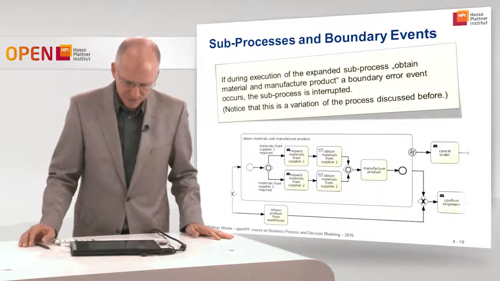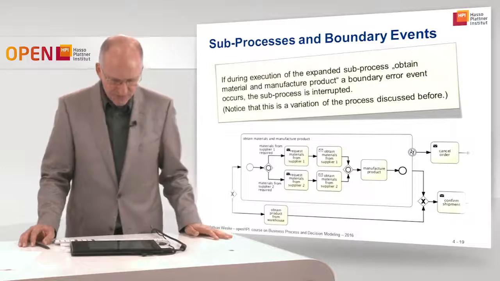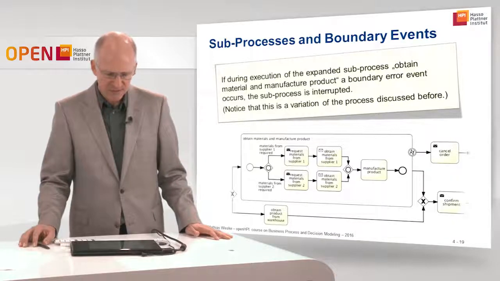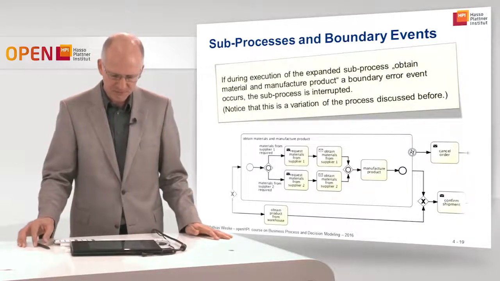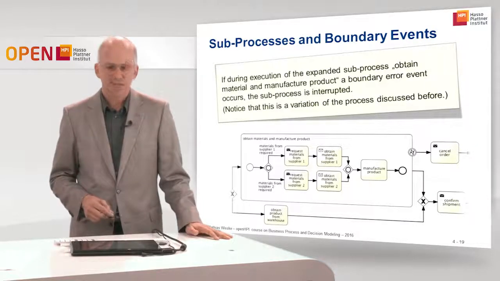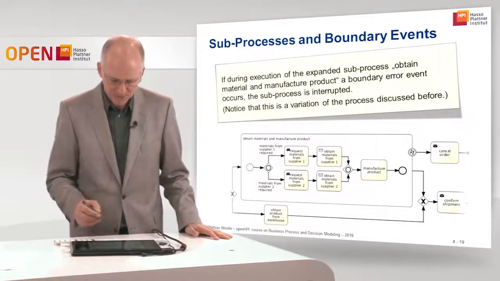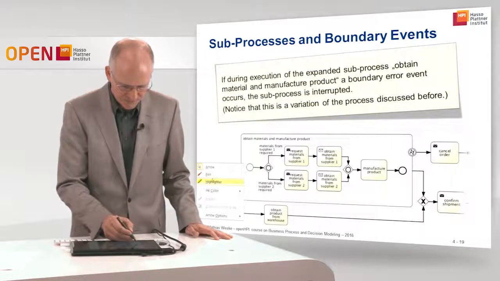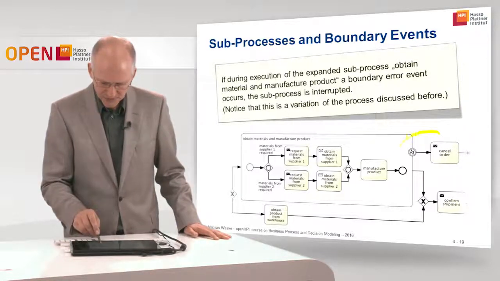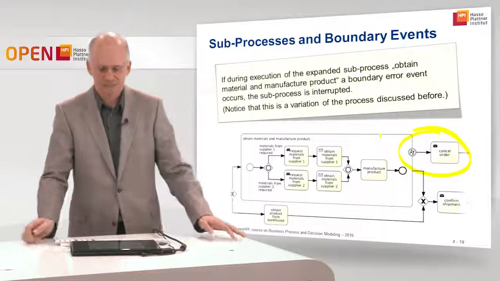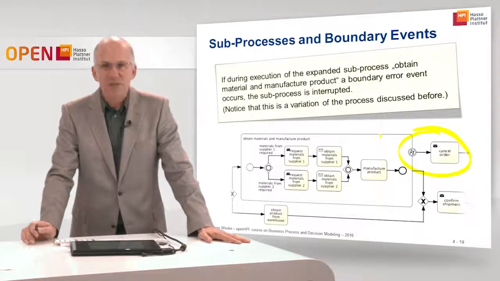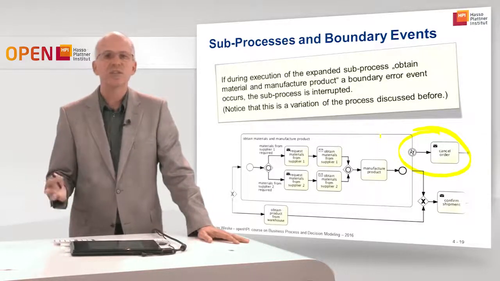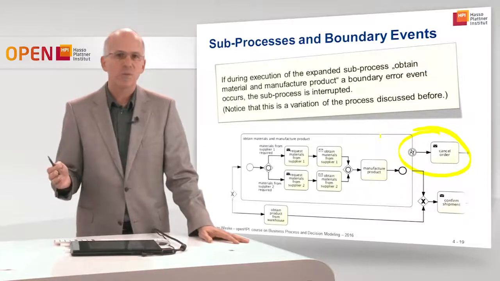If during execution of the expanded subprocess obtain material and manufacture product, that we see here, a boundary event occurs, the subprocess is interrupted. And this is a slight variation of the scenario of the process we have been discussing before. So let's look at that. Here we have the attached event, or the boundary event as it is called now. So if this event occurs while the subprocess runs, we need to, in this case, cancel the order, just send a cancellation of the order.